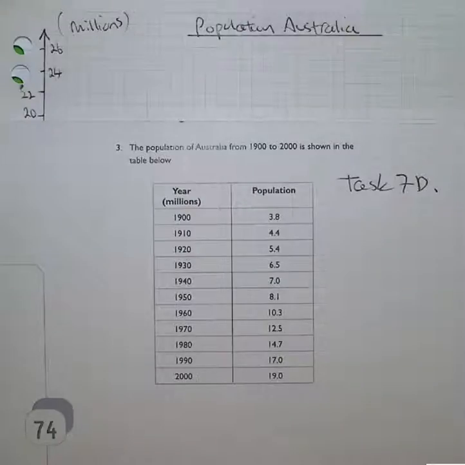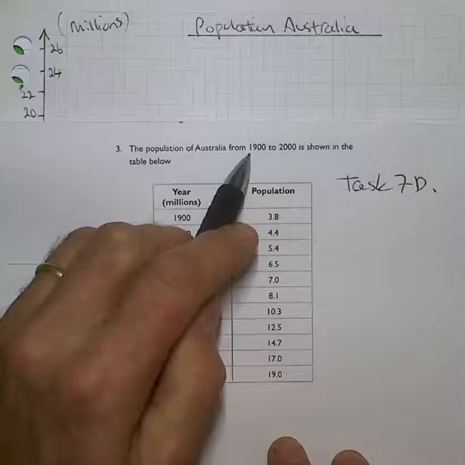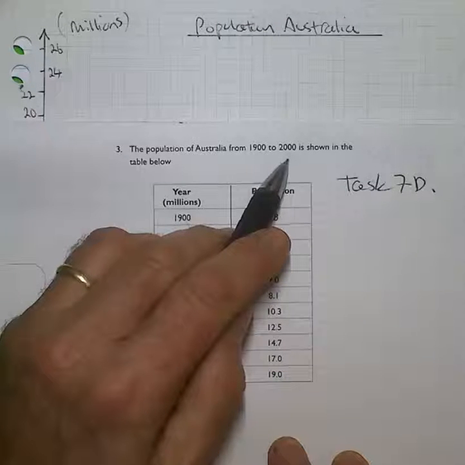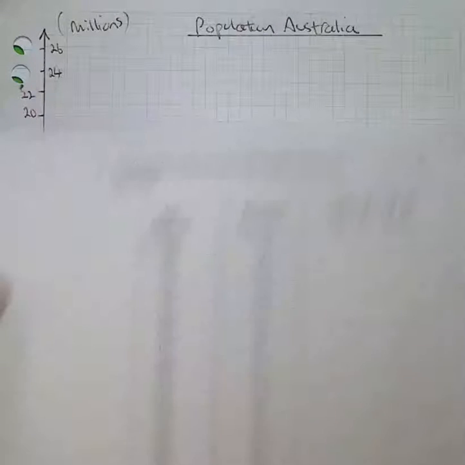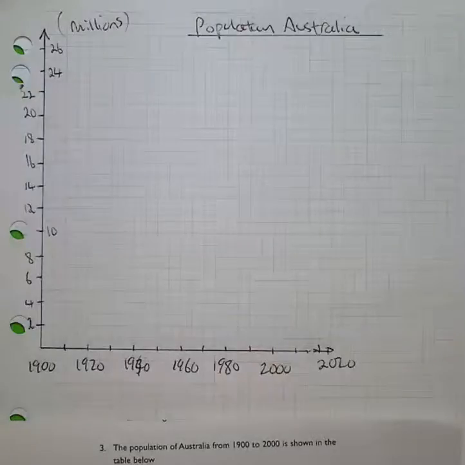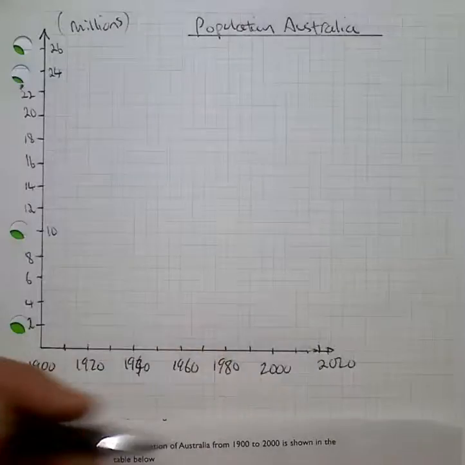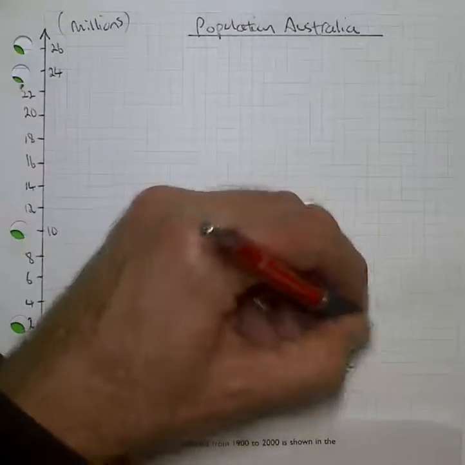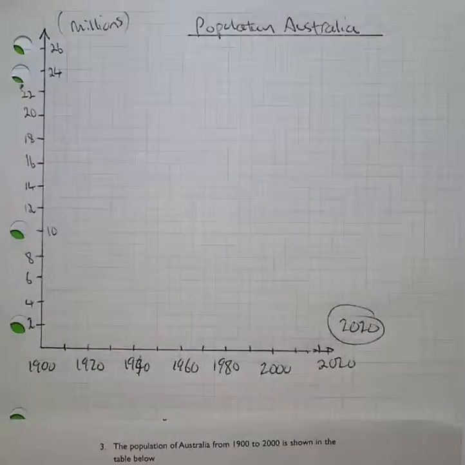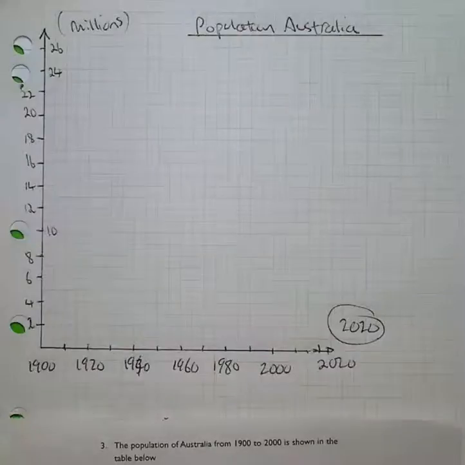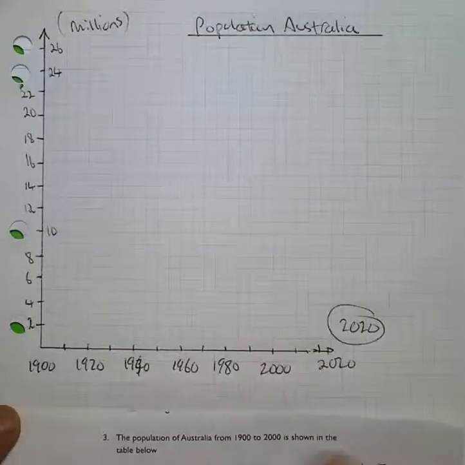In task 7D, number 3, you're asked to construct a line graph showing Australia's population from 1900 to the year 2000. Now, I've constructed my graph in the following way. I've gone 1900 on my grid paper, 10, 20, 30, 40 through to 2020. Please notice I've done that as there's a question where I've been asked to extend my population a little bit further.